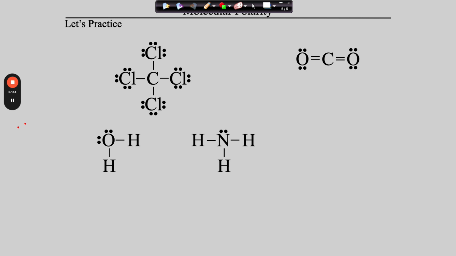And then, guys, I'm going to let you try this on your own. If all those poles are balanced, it's non-polar. If they're not balanced, it's polar. And draw in the polarity arrow.